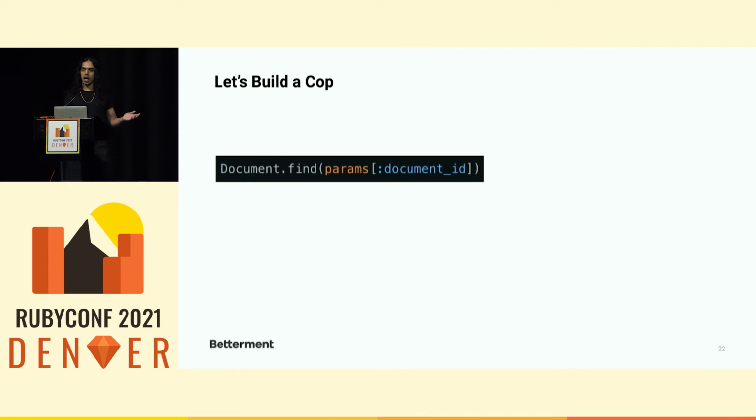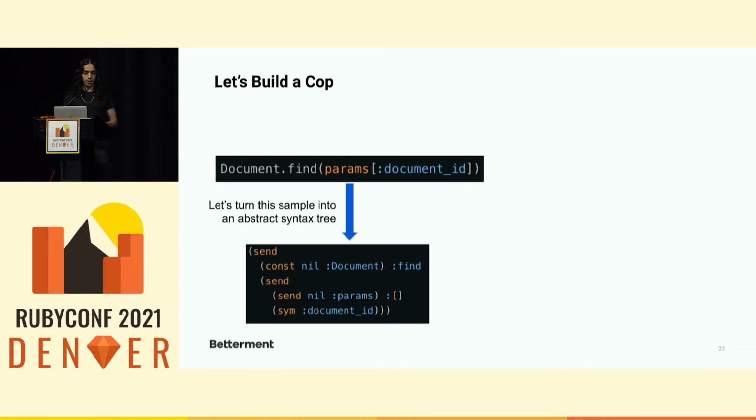So let's build a cop to find this type of anti-pattern. Let's start with the actual anti-pattern, document.find(params[:document_id]). It's an anti-pattern because it takes user input, params[:document_id], and finds a document based on it without doing any authorization checks. Let's turn that into an abstract syntax tree.